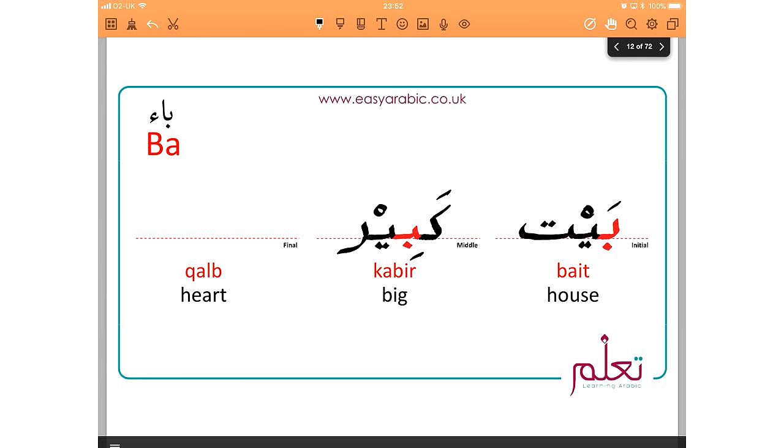So we do the qaf, which is like this, qaf. Then we go like this. Then we have the lam. And the qaf has two nuktas on the top. Then we have the ba at the end. Qalb. Movement on there, the vowels, which is qalb. We've got the fatha there. There, qalb. Qalb.